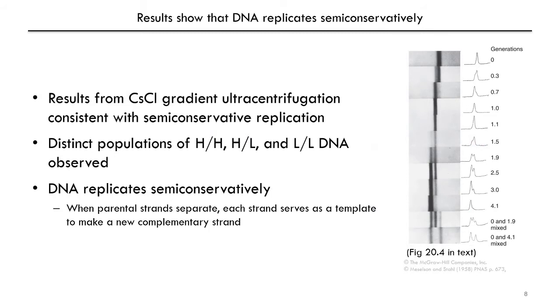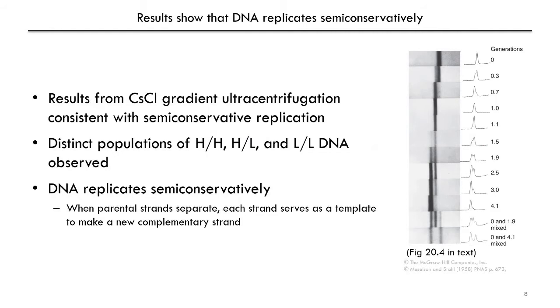In laboratory conditions, E. coli doubles every 20 to 30 minutes, so by extracting DNA samples from the cultures at these intervals, they could measure the density of DNA species in successive generations. At different time points, they were able to see distinct populations of DNA with different density. These results were consistent with the semi-conservative replication hypothesis.